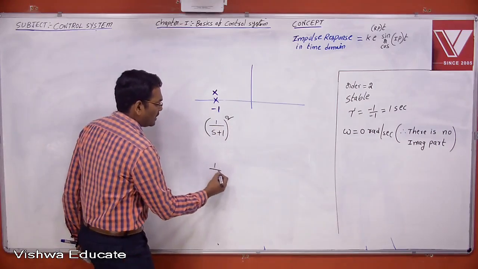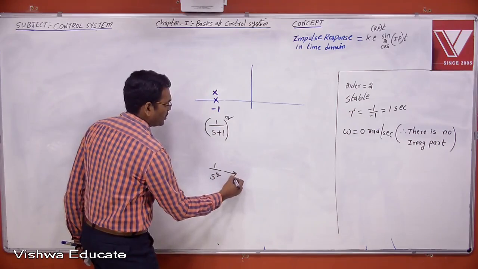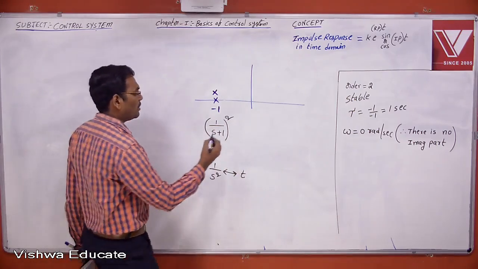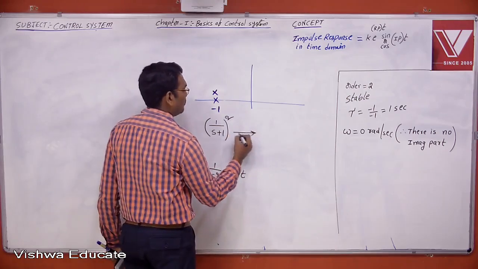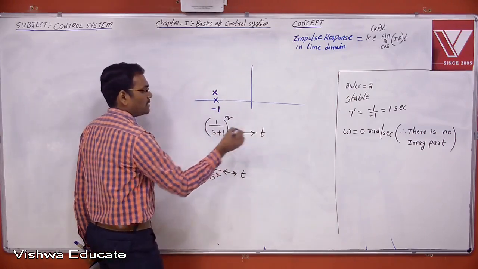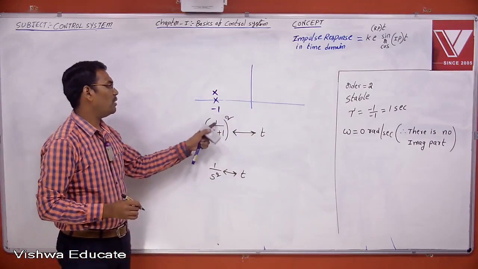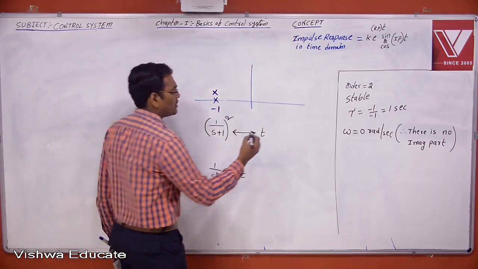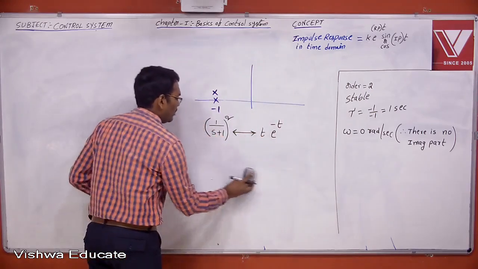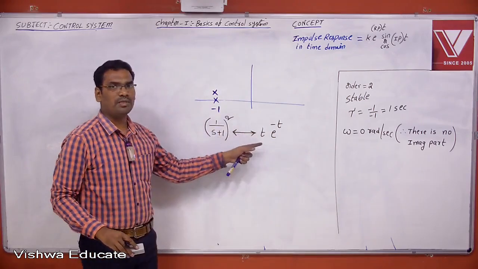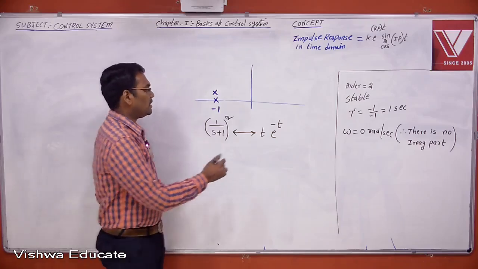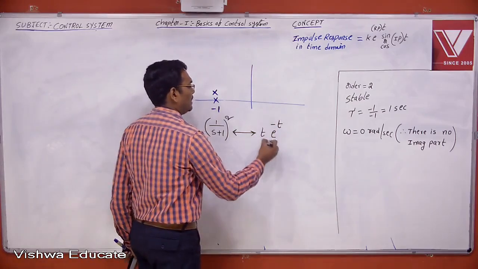What is the inverse Laplace transformation of 1 by s square? It is t. Am I right or not? The inverse Laplace transformation of 1 by s square is t, and into that, 1 by s plus a is e power minus t. 1 by s square gives t, and 1 by s plus a means e power minus t. This is the impulse response in the time domain.